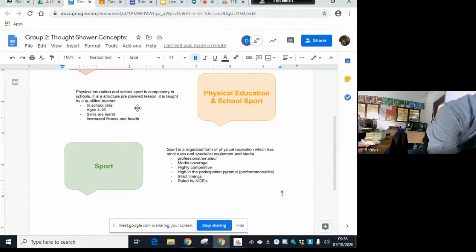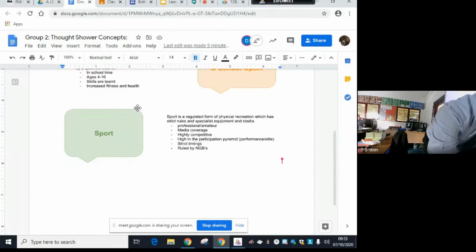Taught by a qualified teacher in school time, 4 to 16. Skills are learnt, increased fitness and health. Yeah, I think there's some more that you can add in there. Really important that we distinguish between school sport and PE. And then finally, sport: regulated form of physical recreation, which has strict rules and specialist equipment and stadia. Professional, media coverage, highly competitive, high in the participation pyramid, performance elite. Strict timings, rules by NGBs.